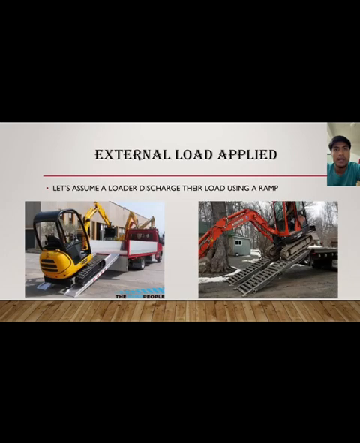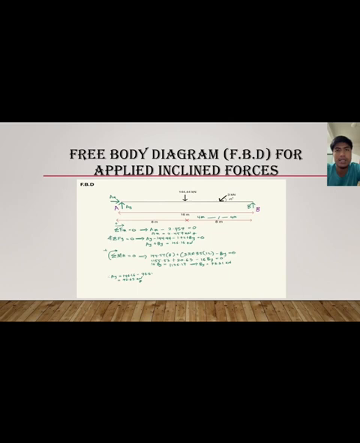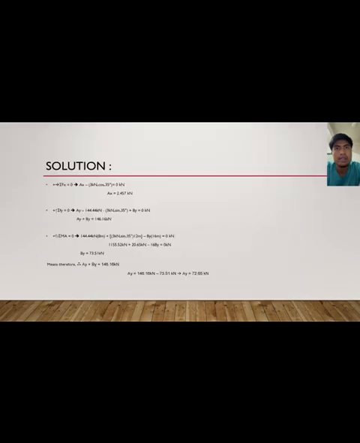Okay, now we assume a loader discharges their load using a ramp. Okay, now we have inclined forces. The inclined force has a 35 degree angle. Okay, this solution: sum of Fx equal to 0, Ax minus By 3 kilonewton cos 35 equal to 0 kilonewton. Then we get Ax equal to 2.5457 kilonewton.